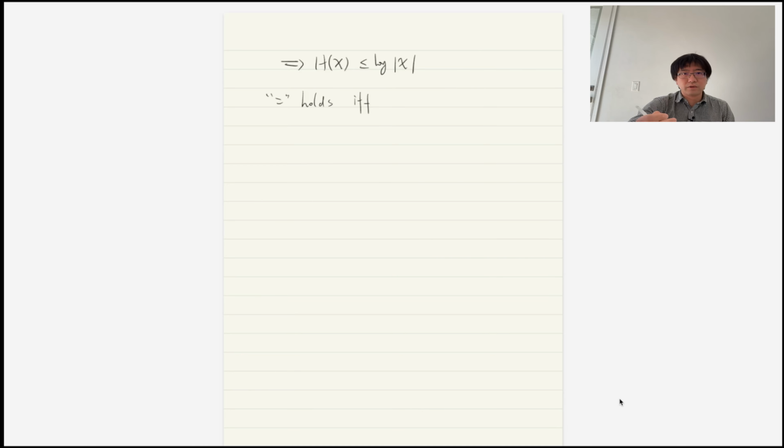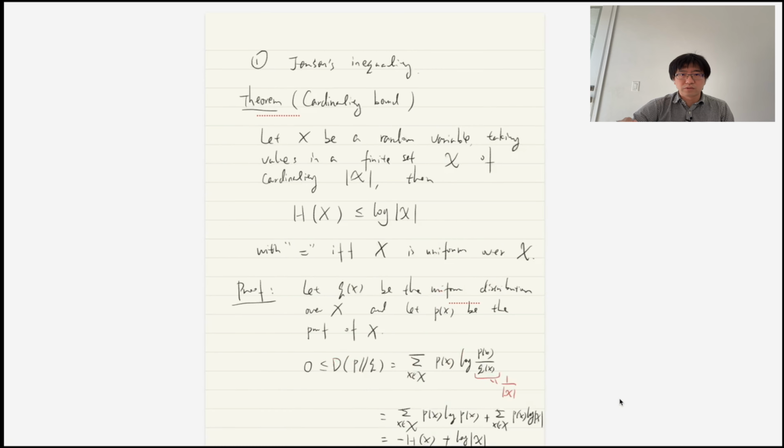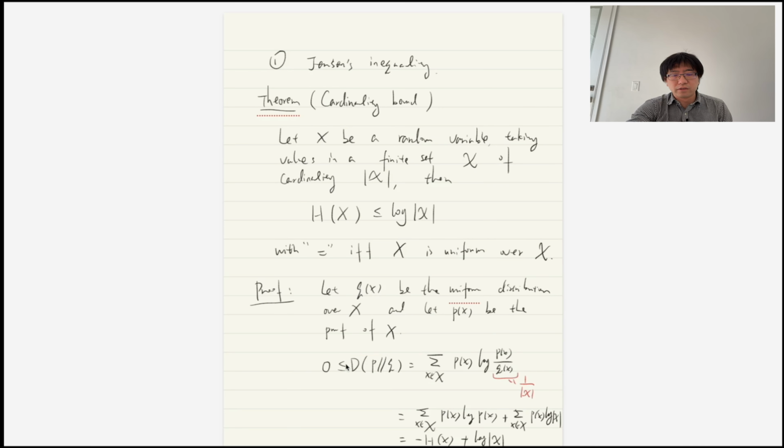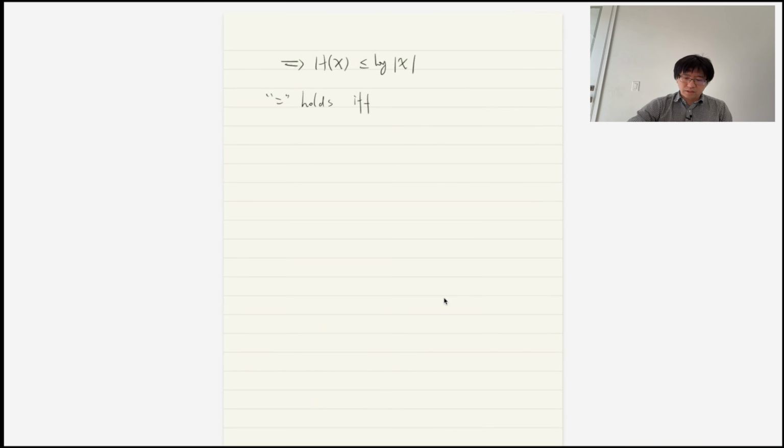if and only if, remember when the equal sign will hold for this, right? This equal to 0, that is when P and Q are equal, right? So in this case, P and Q being equal basically means that Px equals Qx equals 1 over the cardinality of x, for all x in x. Okay, then we finish our proof. This is how we prove that.